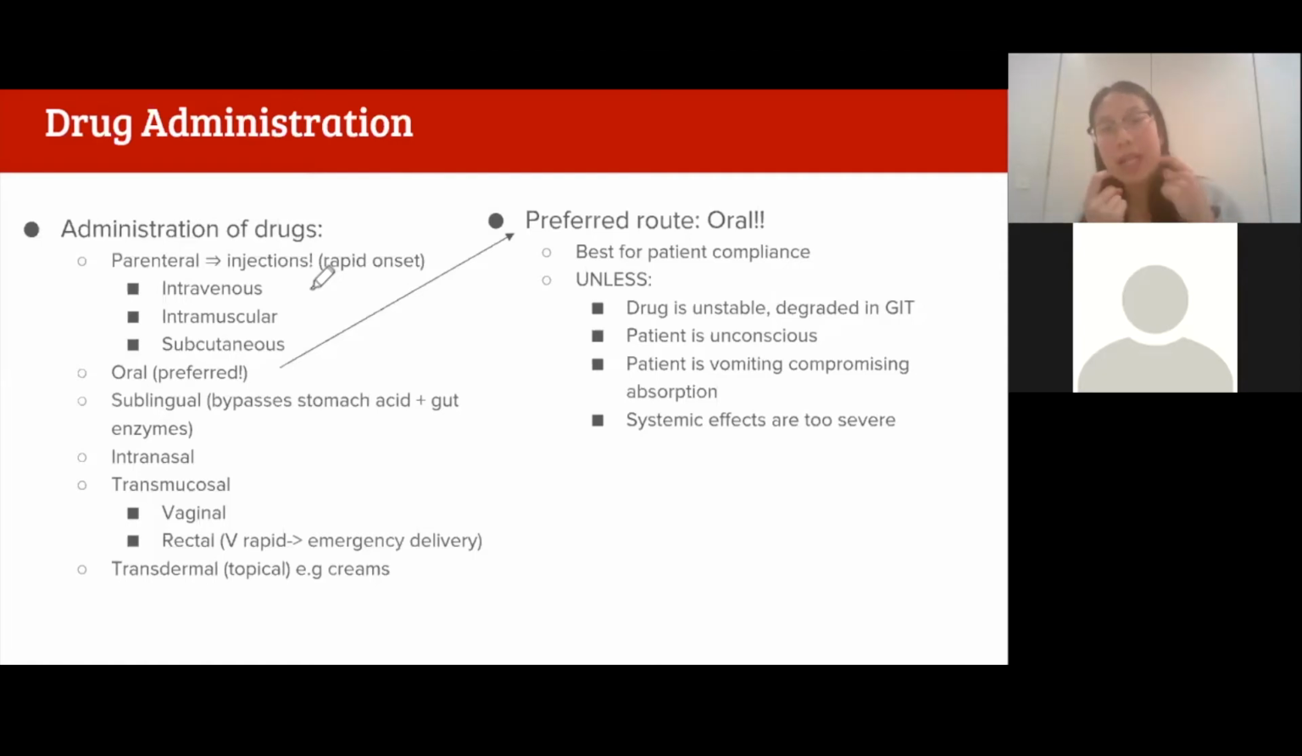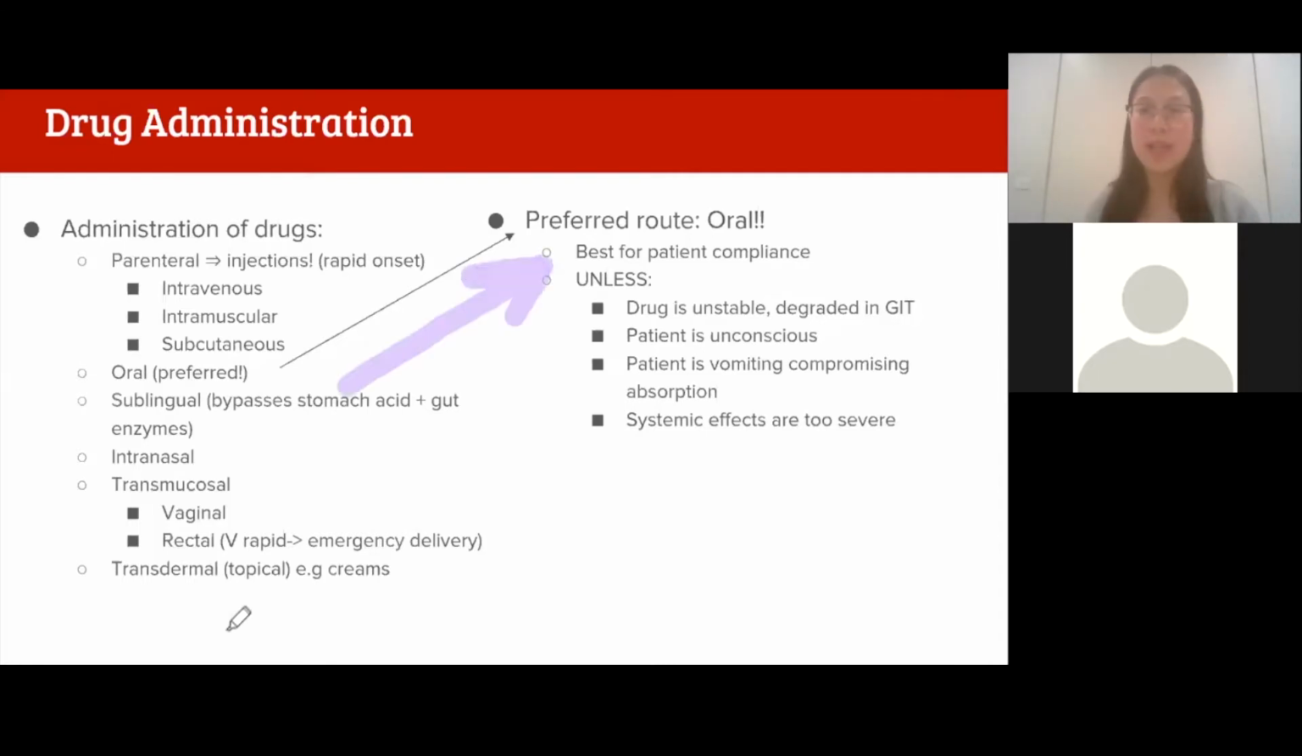Sublingual, we're putting the drug underneath the tongue, and the benefit of that is that it can bypass the stomach acid and the gut enzymes. Intranasal sprays you might have used for hay fever or something like that. Transmucosal, so across your mucosal membranes, like the vagina. Rectal is actually really helpful too, especially for emergency delivery of drugs. And you've got transdermal, so this is topical. A lot of creams you can apply topically, antifungal creams, a lot of steroid creams, straight on the skin. But the preferred route is by far oral.